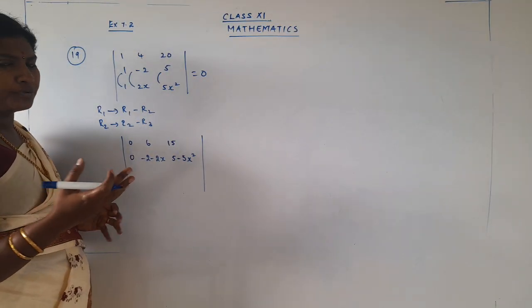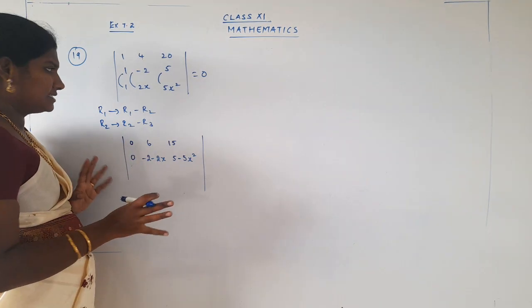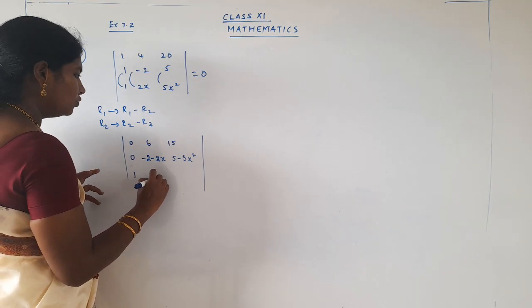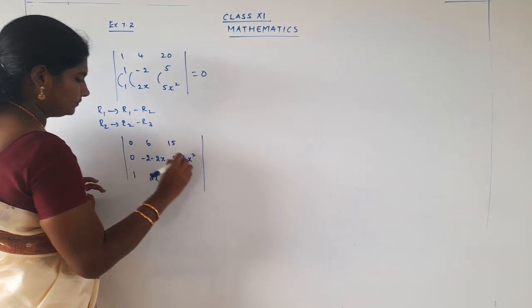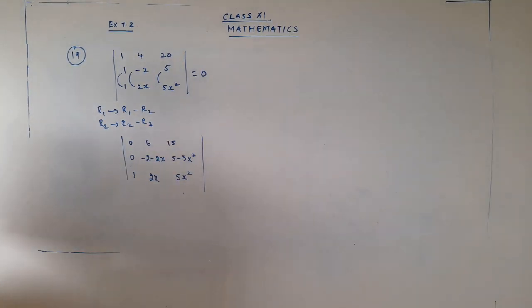Third row we are not going to do any changes. So the third row will be kept as it is. So I get here 1, 2x, 5x square. So I have written all the members of all the rows.